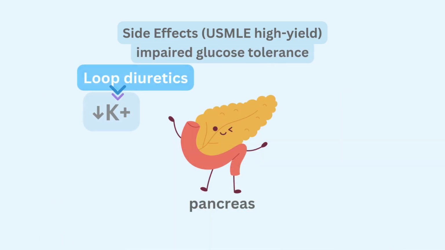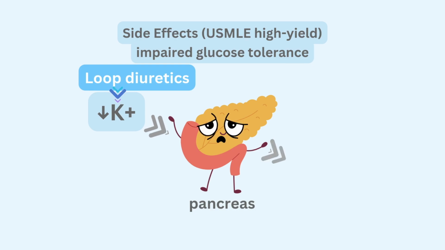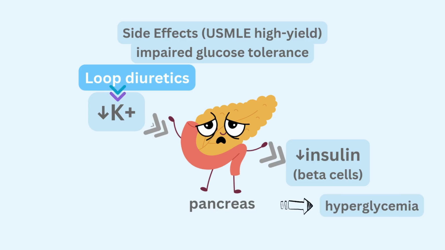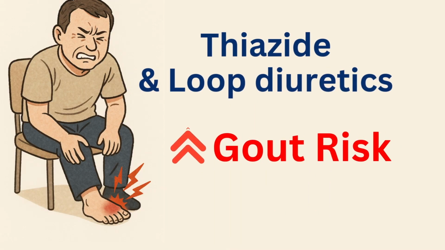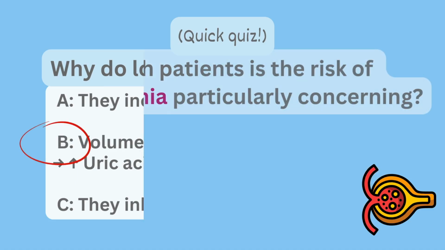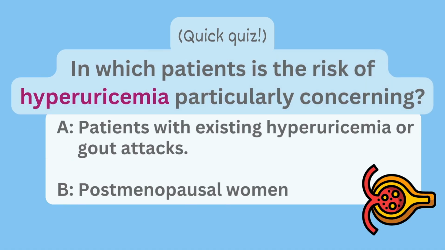Low potassium reduces insulin release from pancreatic beta cells, leading to hyperglycemia and insulin resistance. Large-scale epidemiological studies have reported that, in particular, thiazide and loop diuretics significantly increase the risk of developing gout.